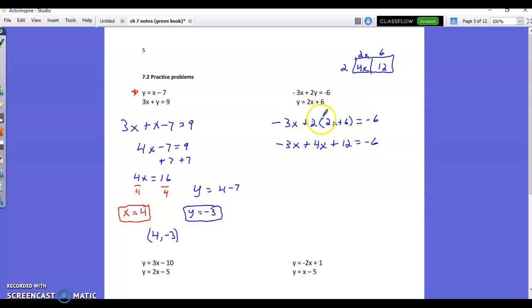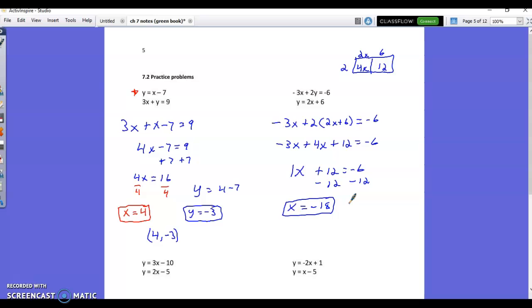So the only step I did was distribute here. Then I can combine like terms. Negative 3 plus 4 is going to be 1x. So you can either put 1x or just x. Plus 12 equals negative 6. Subtract 12 to get x by itself. So x equals negative 6 minus 12 is negative 18. So there's half of my answer.